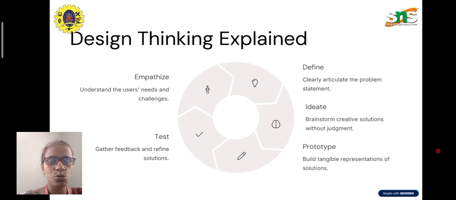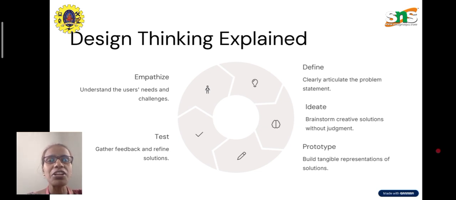In that way, how do we choose the solution? For that we need to brainstorm and create solutions without any judgment. Suppose we choose one idea. After that we are going to make the product based on the idea. For that we need to build tangible representations of solutions, so we are going to have some prototype. Then we are going to make the test, the last stage.